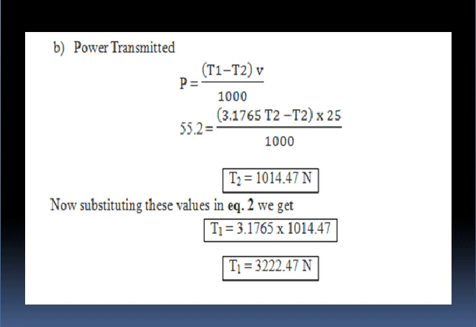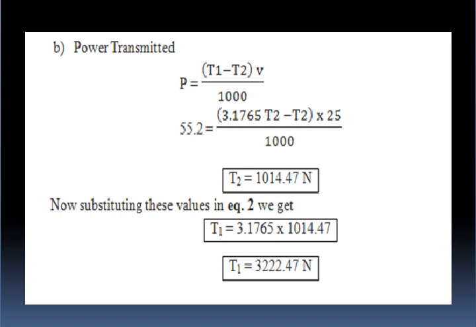Now to get the values of T1 and T2, we are supposed to have two equations. One equation we already used, that is the ratio of belt tensions, T1 by T2 is equal to e raised to mu theta. So we got T1 is equal to 3.1765 T2. Now we must use one more equation, because two unknowns are there, and minimum we are supposed to have two equations. So one equation we have, that equation I called equation number 2.